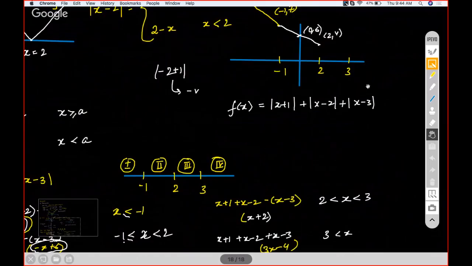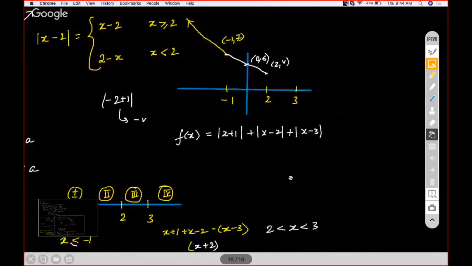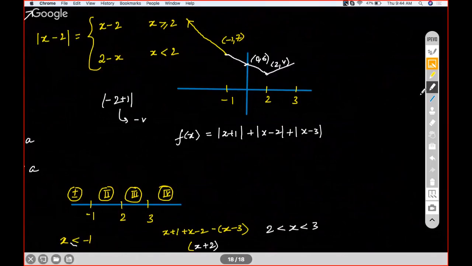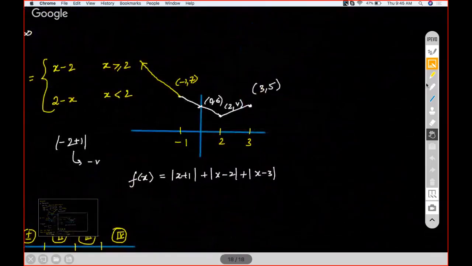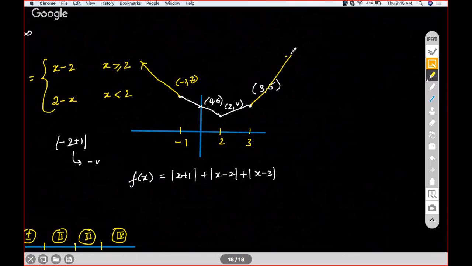Now 2 to 3, it will be x plus 2, so it will be like this. And at 3, it will stop at 3 comma 5. And greater than 3, it will be 3x minus 4, so it will be a line like this.